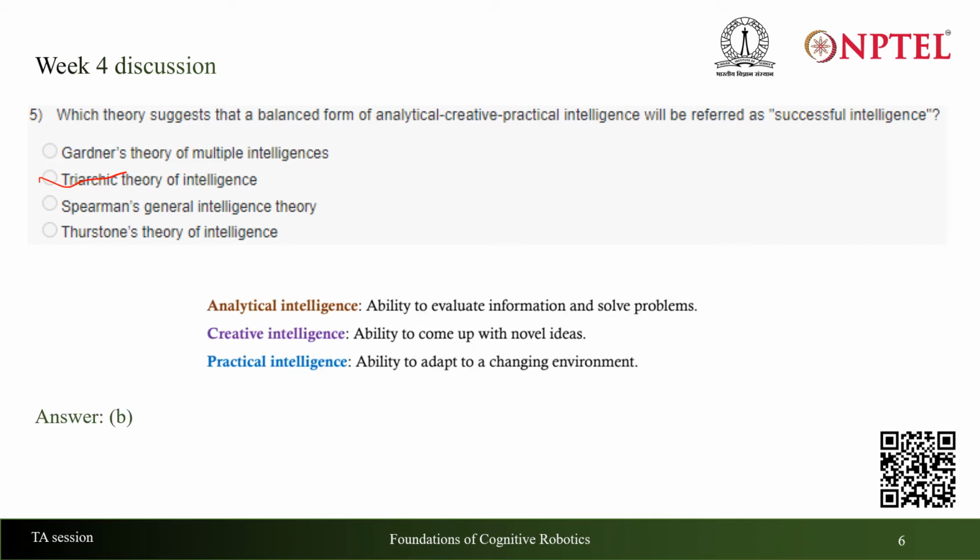The three types of intelligence that were proposed by Sternberg under this triarchic theory are analytical intelligence, creative intelligence, and practical intelligence. Analytical intelligence refers to the ability to evaluate information and solve problems, a kind of logical intelligence. Creative intelligence is the ability to come up with novel ideas, and practical intelligence is the ability to adapt to a changing environment. These three forms of intelligence can be referred to as successful intelligence according to Sternberg's triarchic theory of intelligence. And the right answer for this question is option B.